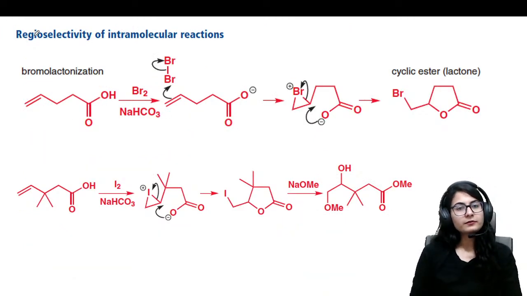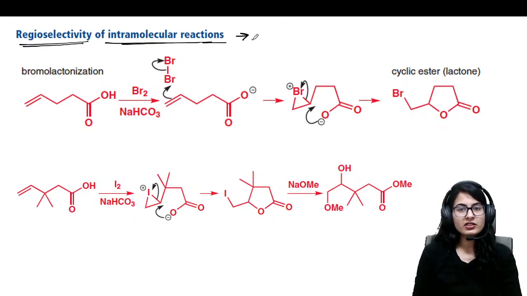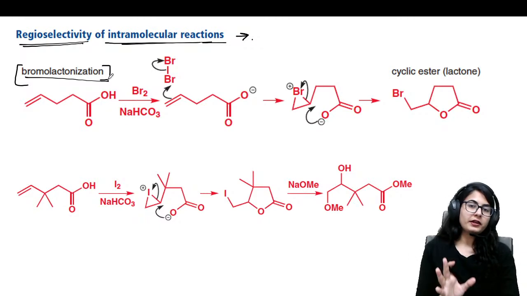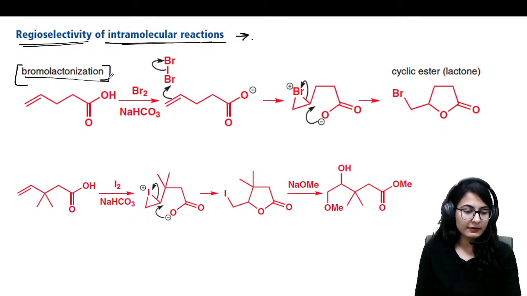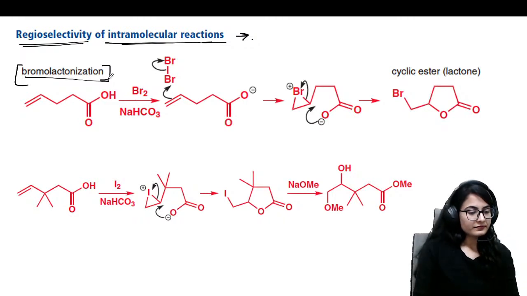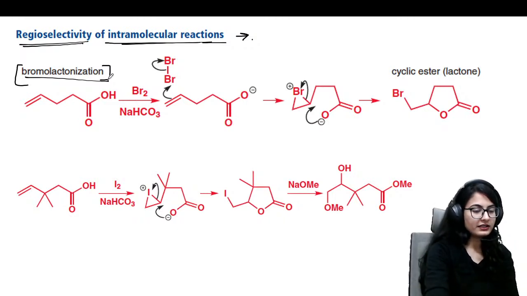Now here comes the important, very important part, regioselectivity of intramolecular reactions. Yes, so how many of you have done the iodo or bromo lactonization reaction? Who has done this? So many times in the PYQs, in your GATE examination, in your CSIR NET examination, right? Bromolactonization, iodolactonization. So yeah, how many of you have done this already?